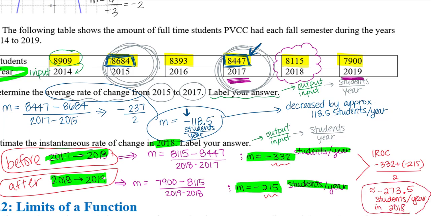So this was a decrease in 2018, in that one moment in time, of approximately 273.5 students per year. Again, it has to be somewhere in between that negative 215 and that negative 332. So you'll capture more of these instantaneous rates of change as you work with the derivative more and more, and as you learn more about limits as you continue through your calculus course.